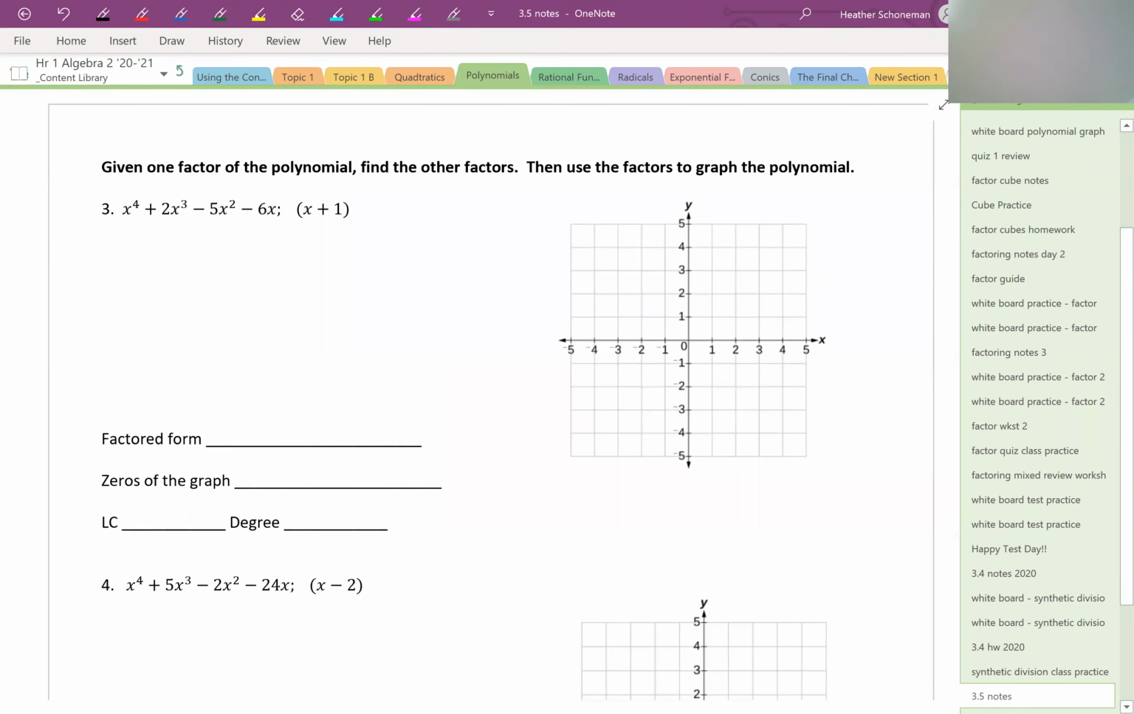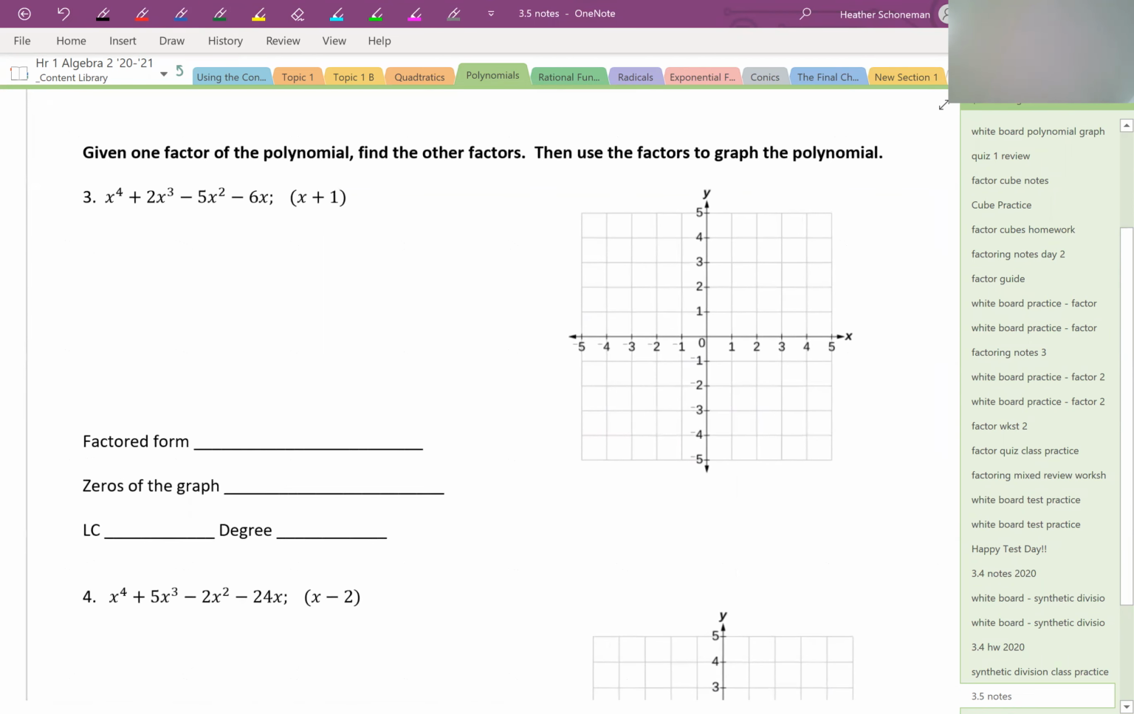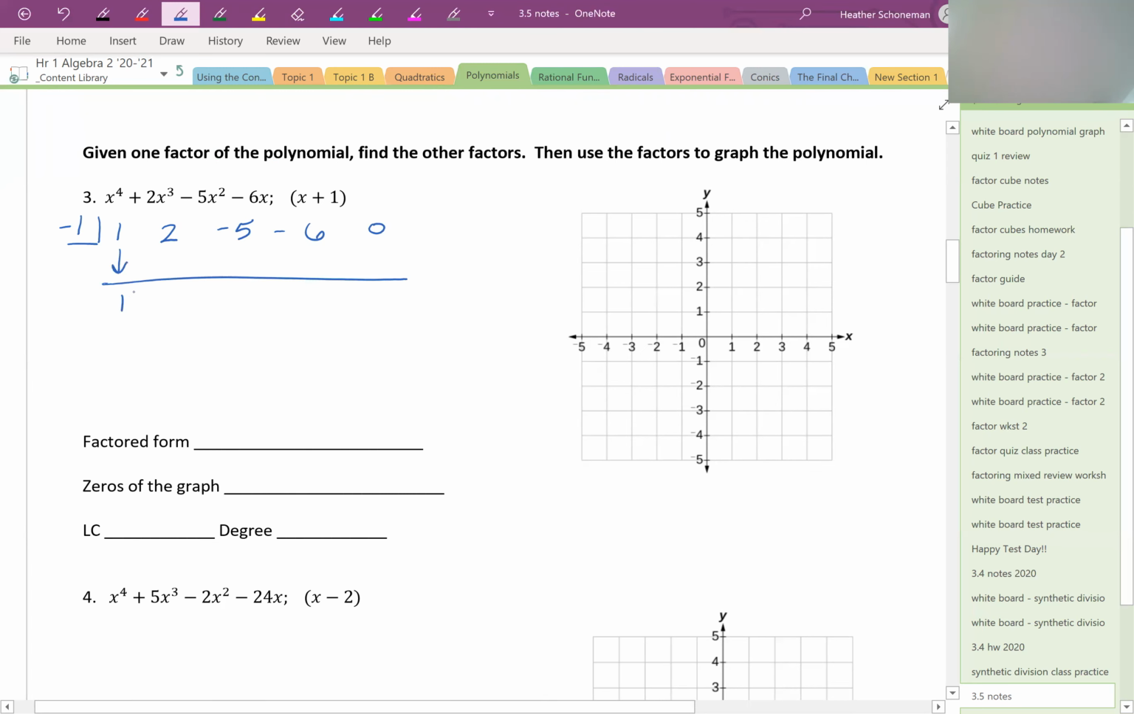All right, let's try this one. So we want to get it in factored form. They've given us one of the factors is x plus 1, so I'm going to use synthetic division to break it down a little further. So I'm going to put negative 1 right here. So now I got 1, 2, negative 5, negative 6. My constant is 0. Bring the 1 down. Multiply, add, multiply, add, multiply, add, multiply, add.